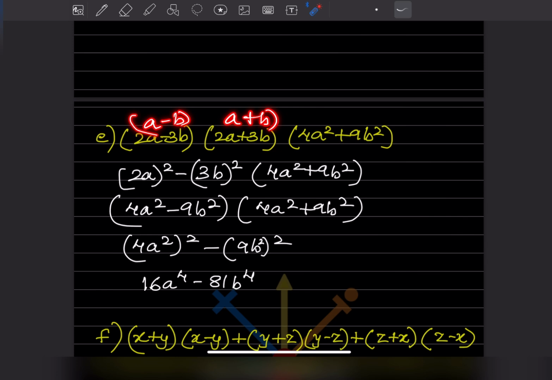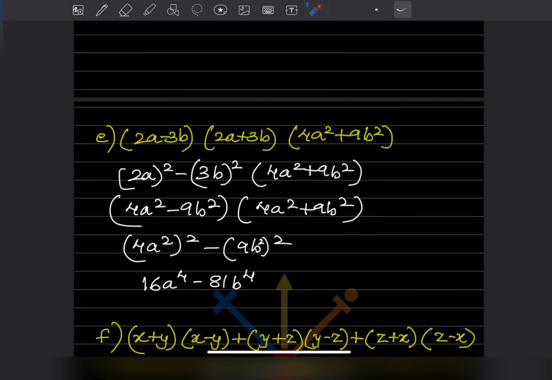Now what you can see here is different, but this is in the form of a minus b, and this is a plus b. So what we'll do, we'll solve this part first, and then later on we will think about this one. So a plus b and a minus b means a square minus b square. So you will take this one, a square means 2a square, and this b means that will be 3b square, and then you will take the whole together. So now let us solve this part first. So what will be that? 4a square minus 9b square. So this is 4a square minus 9b square, and again this part we'll take as it is down.